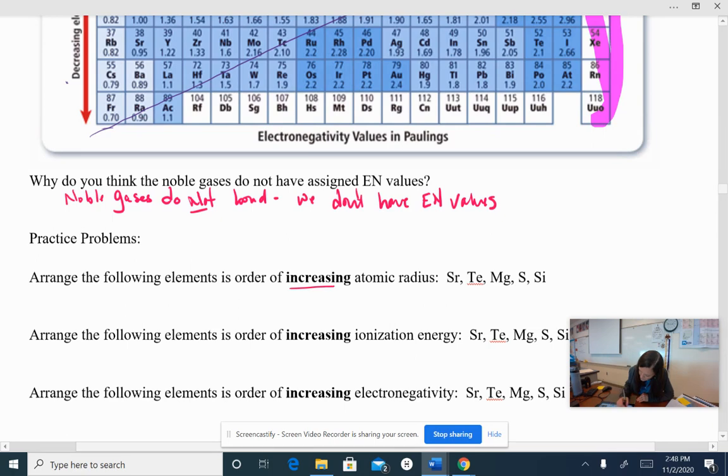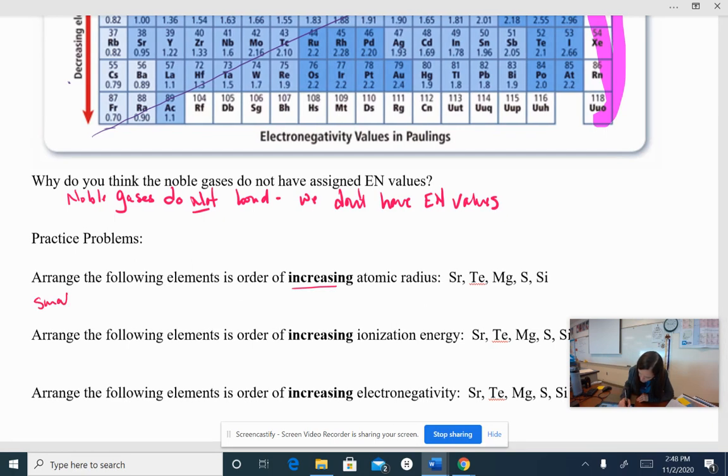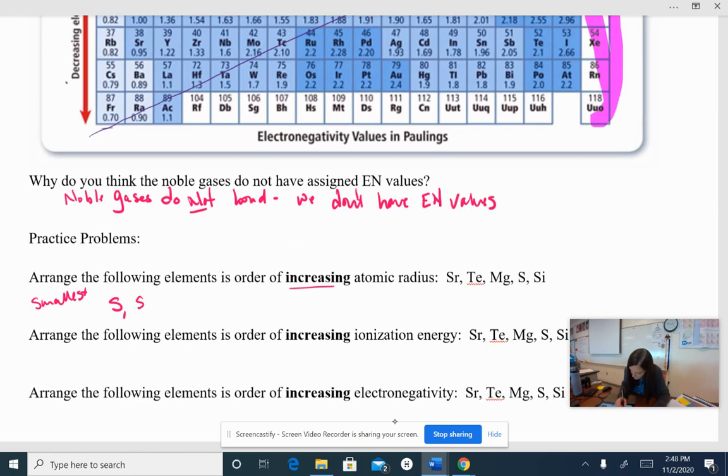So if we go from increasing, we're going to start with our smallest. We're going to go sulfur, and then silicon, and then our next one was magnesium, then tellurium, then strontium. Okay, and strontium is going to be our largest.